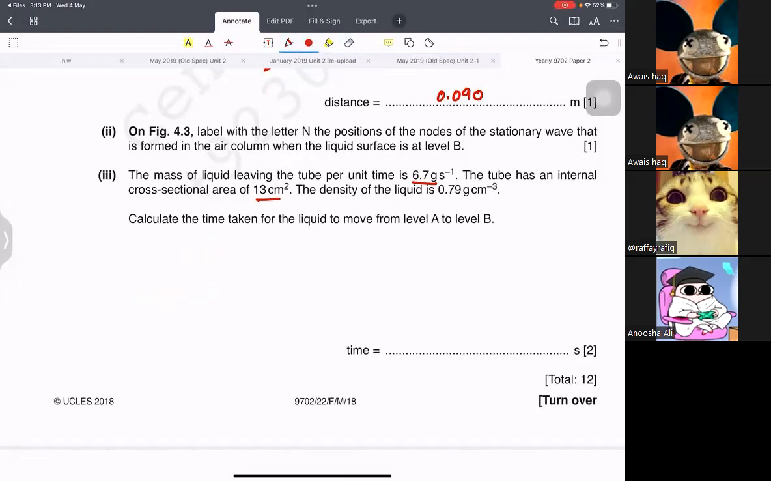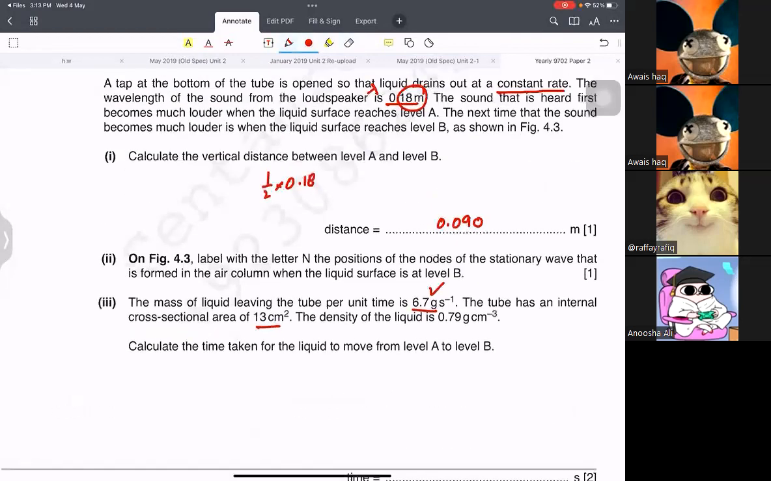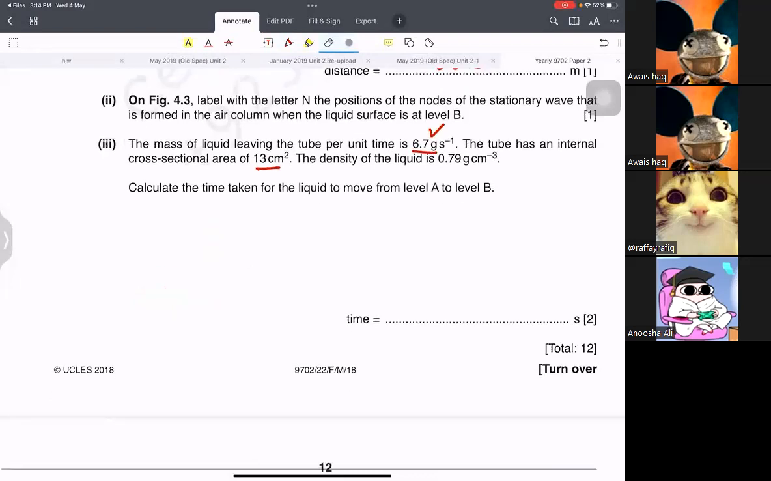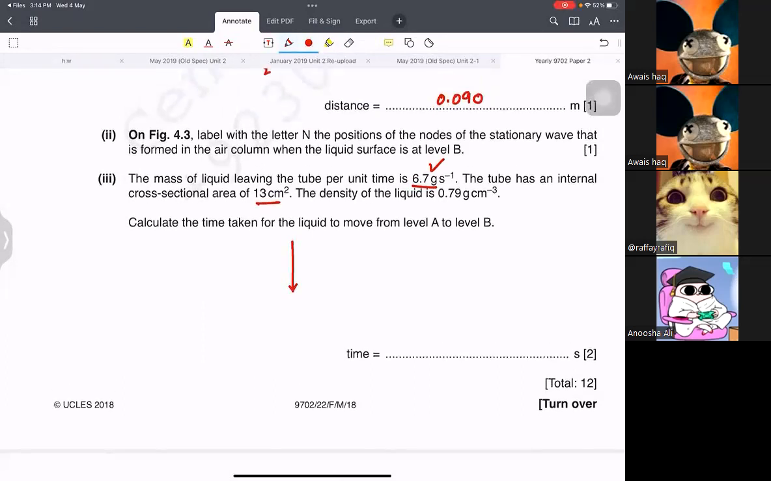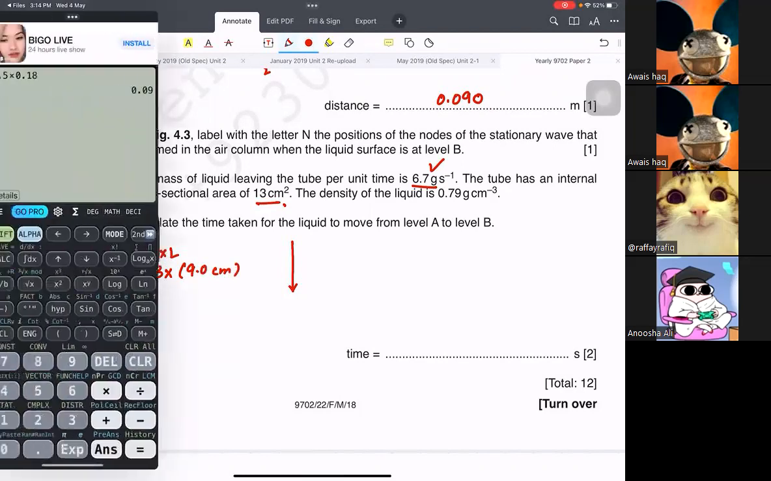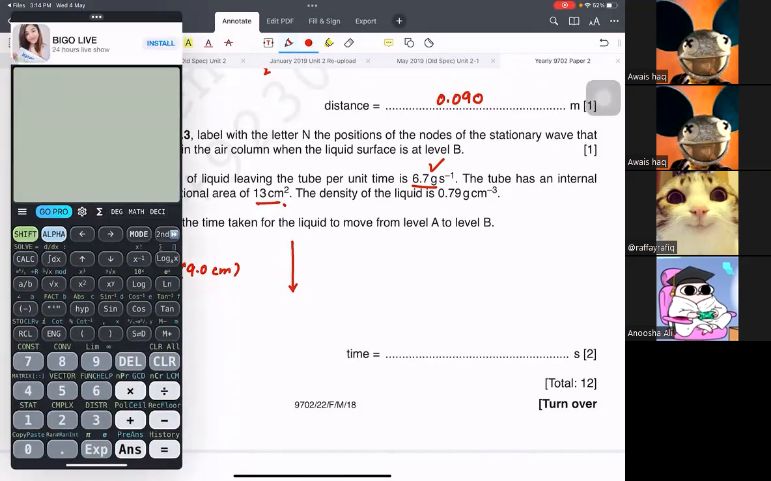This is wrong. Let me think. So in 1 second, this is the amount of mass that leaves. Right. So the distance we already have here. So we have that distance that the mass is going down with. Okay. Well, we don't have the volume, but we can find the volume for sure. So we can find how much mass is left, right? So first of all, we will find the volume. Volume is area times the length. This is in meters, this is in centimeters. So be very careful here. Area is 13. I will change that into centimeters. So that would be 9.0 centimeters. I think so. You multiply by 100, yes. 13 times 9.0 is 117 centimeter cube.